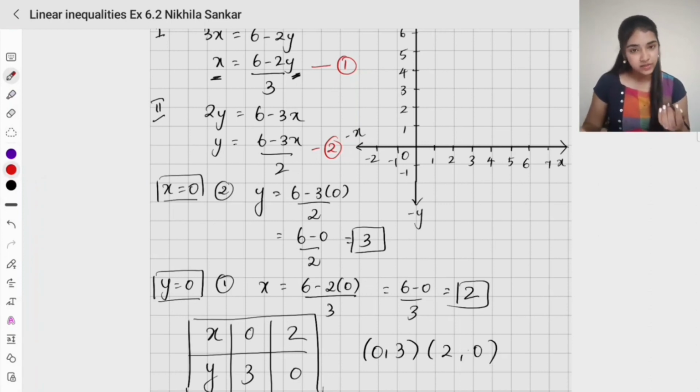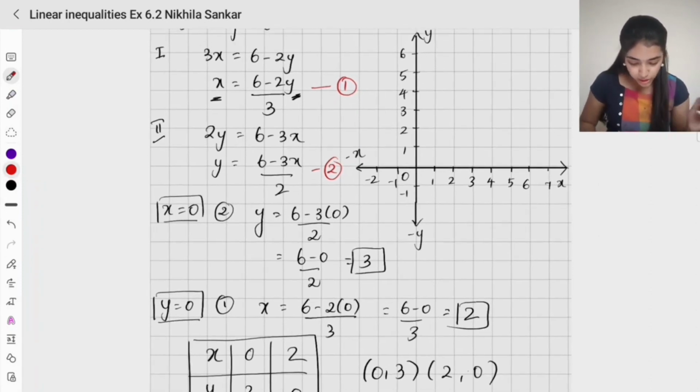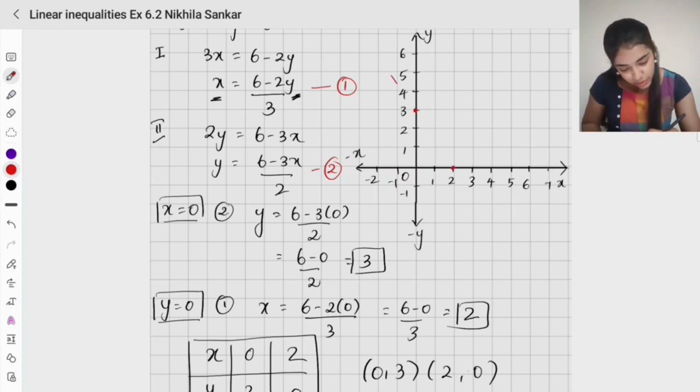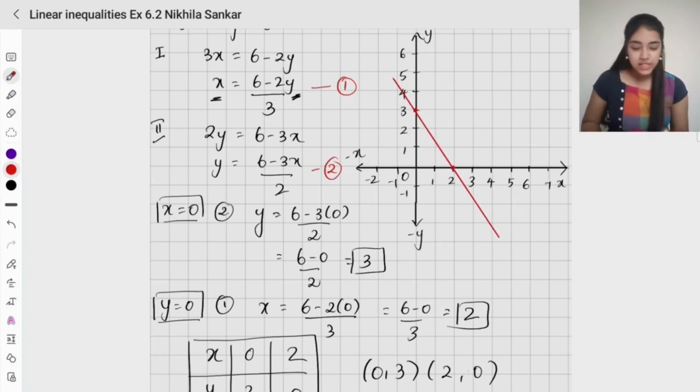ரெண்டு பாயிண்ட் வச்சு லைன் வர முடியுமா? வரைய முடியும். Okay. So 0, 3. Where is 0, 3? This is 0, 3. So this is one point. And what is the other point? 2, 0. So it is going to be 2, 0. This is my other point. Now I'm going to draw the graph. So graph எப்படி இருக்க போகுது? Is going to look something like this. Okay. So this is my graph.